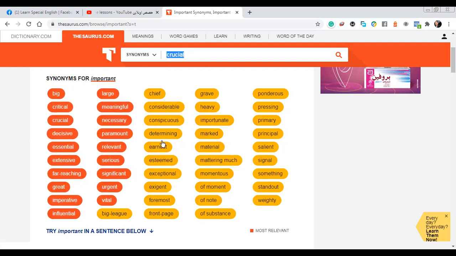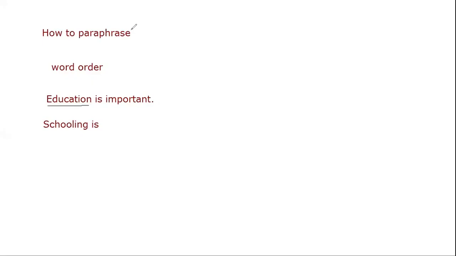This is a very nice word, crucial. So let me use it on the board. Schooling is crucial. Now you can see that I changed education into schooling and important into crucial. This is called paraphrase. You change the words, all right?